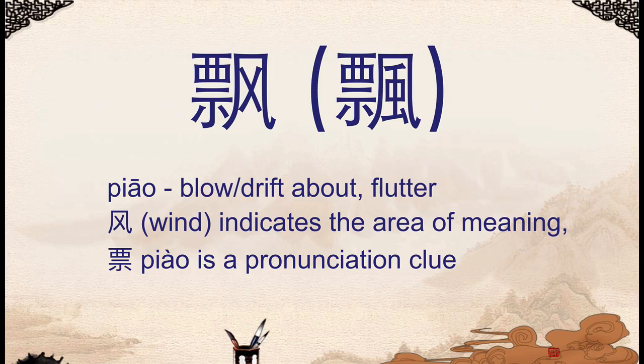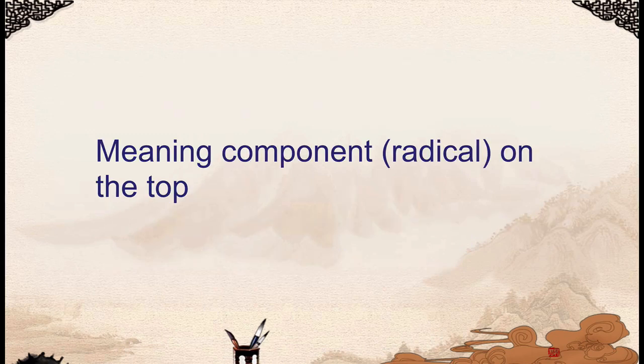It doesn't tell you exactly how to pronounce it. You can't tell how to pronounce any Chinese character just by looking at it. You can only guess or memorize it. So now let's look at some characters where the meaning component or the radical is on the top of the character.